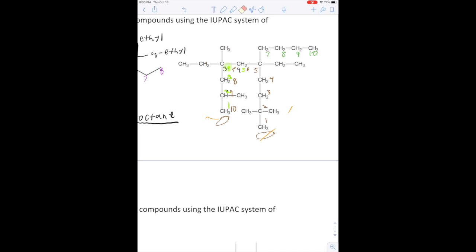Right, so now that I have my 3 starting locations, I look at the third rule. If you guys remember, the third rule was alphabetical order. Because, well, I need the lowest... I'm jumping ahead of myself again, I'm sorry. The second rule states that you need to have the substituent with the lowest carbon count.